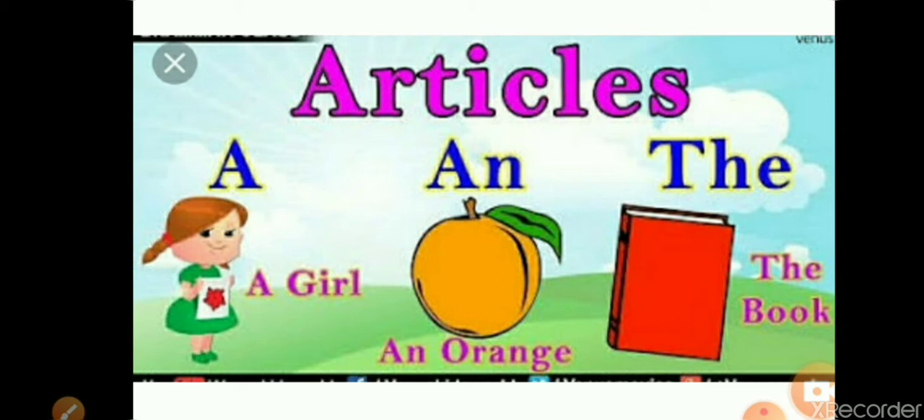Children, we know that there are five vowels in the English alphabet, isn't it? The five vowels are A, E, I, O, U. And the rest of the letters of the English alphabet are called consonants. It means 21 consonants and 5 vowels. A total of 26 letters are there in the English alphabet.